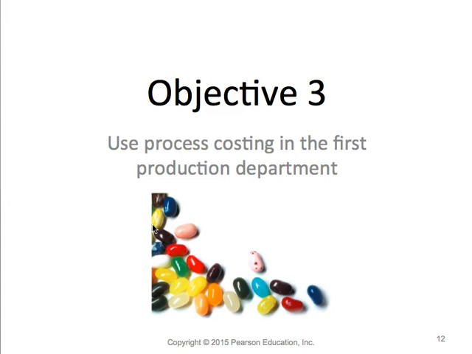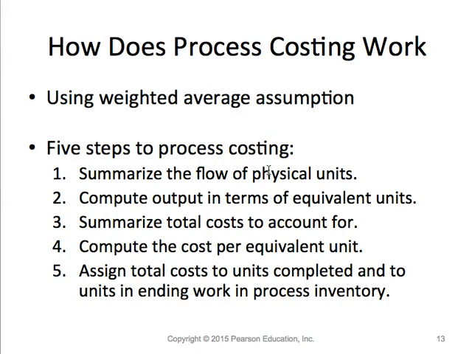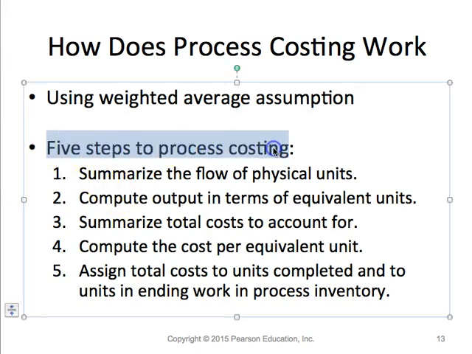Next objective is to use the process costing in the first production department. So we may have multiple processes. The first process here is the production department. The second one is a packaging department and so on. So let's take a look here. The main thing in this chapter is you need to understand fully the 5 steps of process costing. Actually, it's not so difficult. We're going to use some examples to look at it.